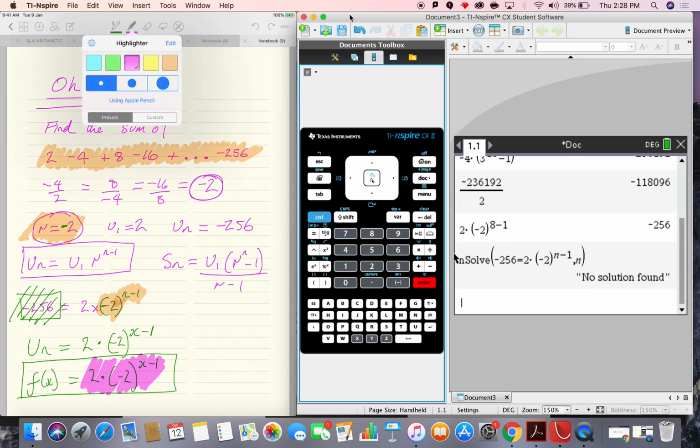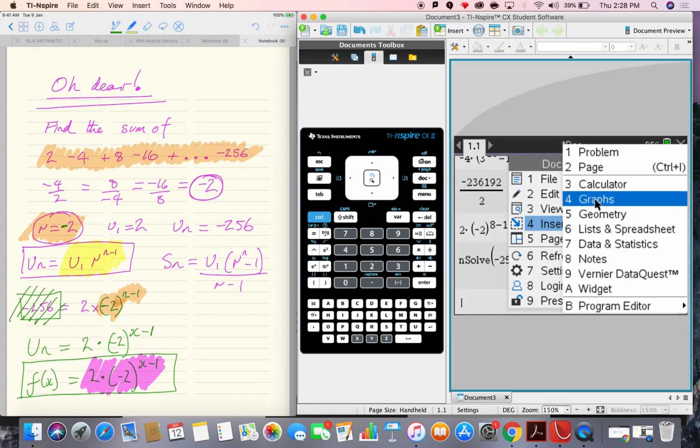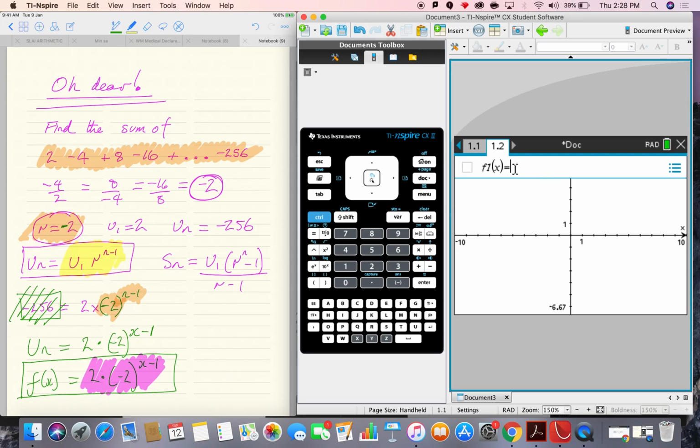Let me choose a different colour for this guy here. It's just this rule with the number substituted in and the n as an x. Okay, so how does that help us? Well, let's go over to the calculator. Document, insert, graph. And let's just type in the equation that we've got there.